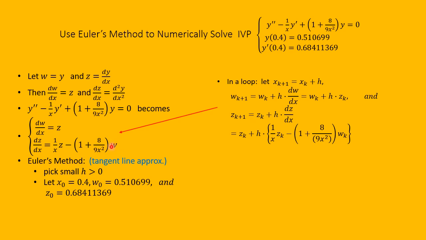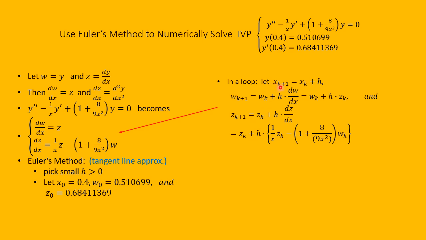Okay, so what we're going to do then is to pick a small increment, which I'll call h. I'll let it be greater than 0. The initial value of x is 0.4. The initial value of y is 0.510699. And the initial value of z, which is the derivative of y with respect to x, is 0.68411 approximately. So in a loop, here's what we're going to do.